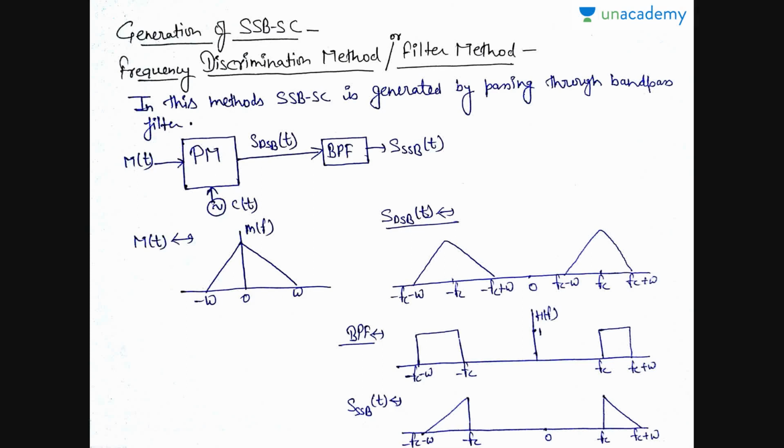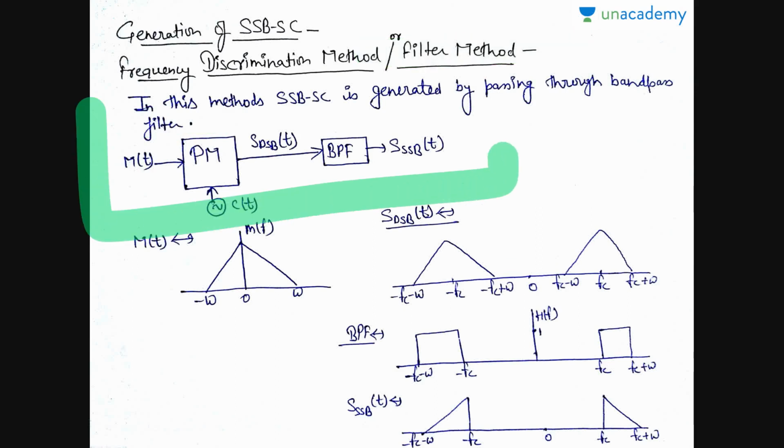For the generation of this SSBSC, we have the method known as the frequency discrimination method or the filter method. In this method, SSBSC is generated by passing it through a band pass filter, and hence it is known as the filter method because we are using here the band pass filter.